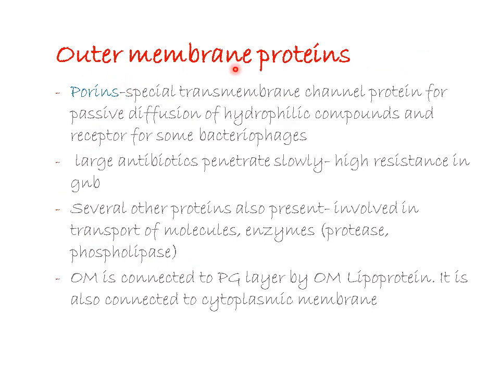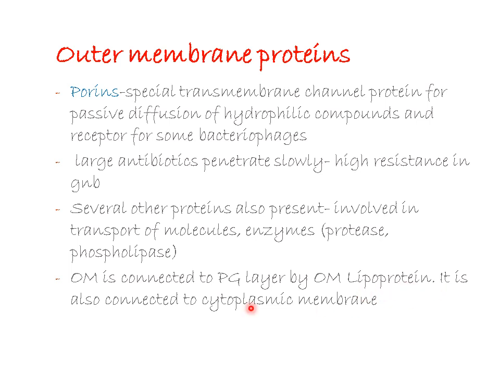Now let's discuss outer membrane proteins. We have seen there was a porin. Porins are special transmembrane channel proteins for passive diffusion of hydrophilic compounds, and they also act as receptors for some bacteriophages. Large antibiotics penetrate slowly, hence there is a high degree of resistance in gram-negative organisms when compared to gram-positive organisms. Several other proteins are also present, which are involved in the transport of molecules or enzymes like proteases, phospholipase. Outer membrane is connected to peptidoglycan layer by outer membrane lipoprotein.